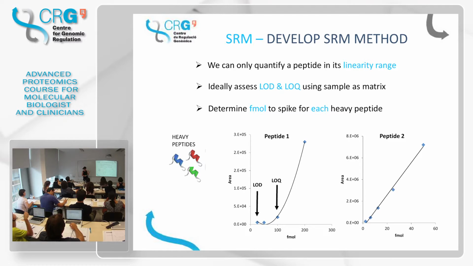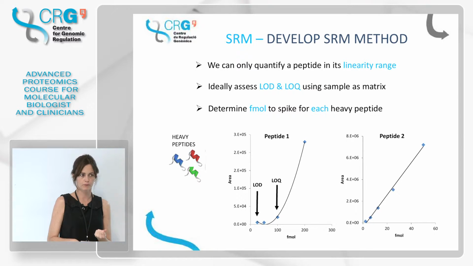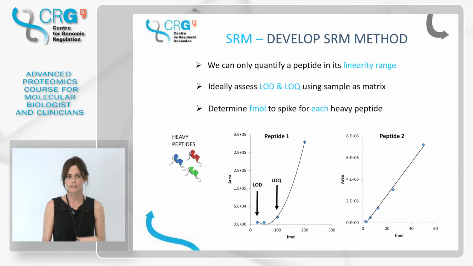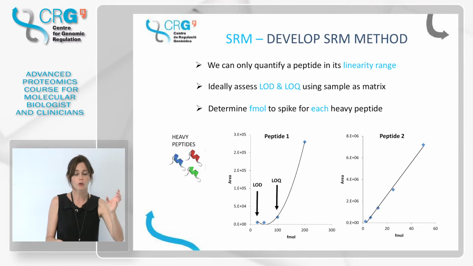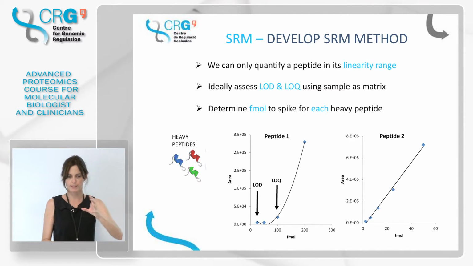And with all these things, we can determine how many femtomoles we want to spike of our heavy peptide in our sample, because it will be an amount that we see nicely, that is in our linearity range, etc. We would like that it is quite comparable with the endogenous, so we are more or less in the same scale. We do what we can, so it's not always possible.